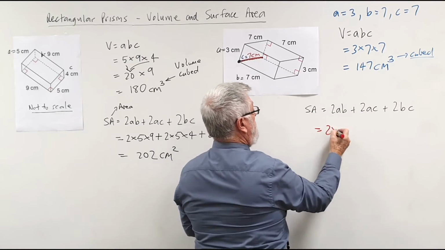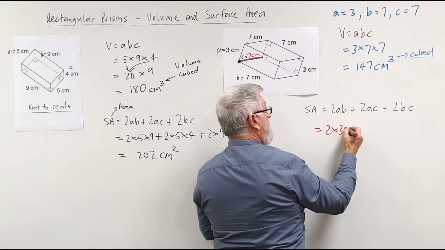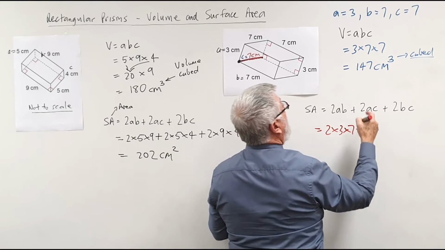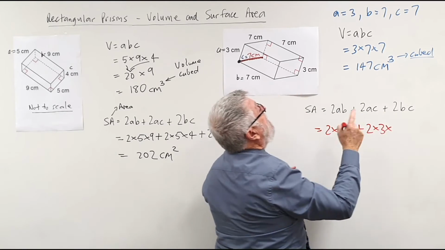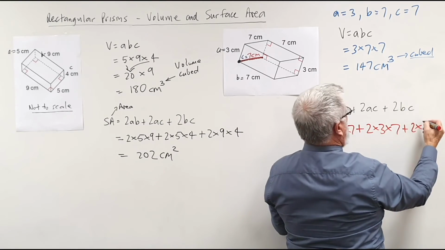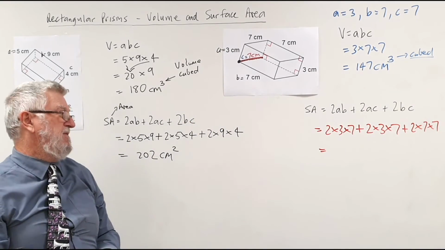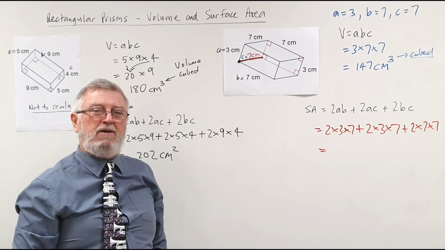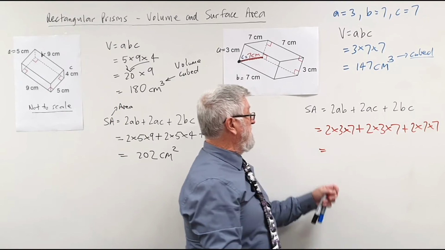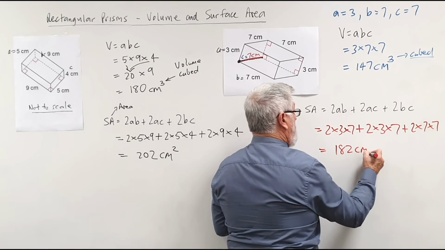So surface area: 2 times, that's a multiply. A is 3, there's another multiply. B is 7, there's an addition. 2 multiplied by A is 3, C is 7. So 2 multiplied by B is 7, by C is 7. And at that stage, really, you just put it in your calculator, unless again it says to do it by hand. Okay, so if you put that in the calculator left to right, you come up with 182 centimetres squared.